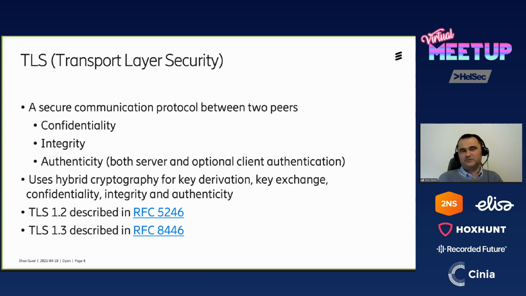It uses hybrid cryptography. I will tell you more about what hybrid cryptography means when it comes to key derivation, the way those keys are exchanged, and eventually how the ciphers are used to ensure confidentiality, integrity, and authenticity. As we all know, right now we use TLS 1.2 and TLS 1.3. TLS 1.2 is described in RFC 5246, and TLS 1.3 is described in RFC 8446.